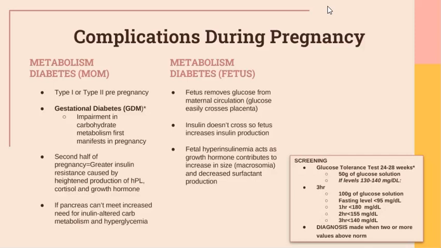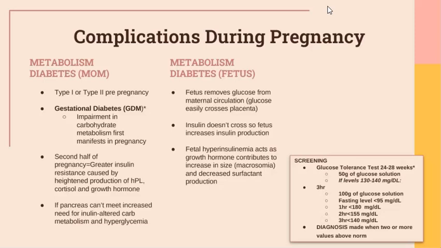So you want to know the difference between the three. Gestational diabetes is similar to type 2, as in it's because of insulin resistance. Most often in the second half of pregnancy, there's greater insulin resistance caused by that heightened production of HPL, which we've talked about, cortisol, and growth hormone. HPL, again, is that human placental lactogen. And if the mother's pancreas can't meet that increased need for insulin, there's an altered carbohydrate metabolism, and hyperglycemia can result.